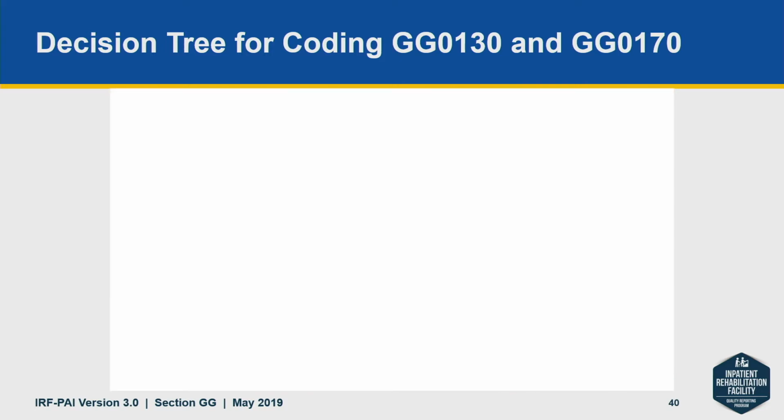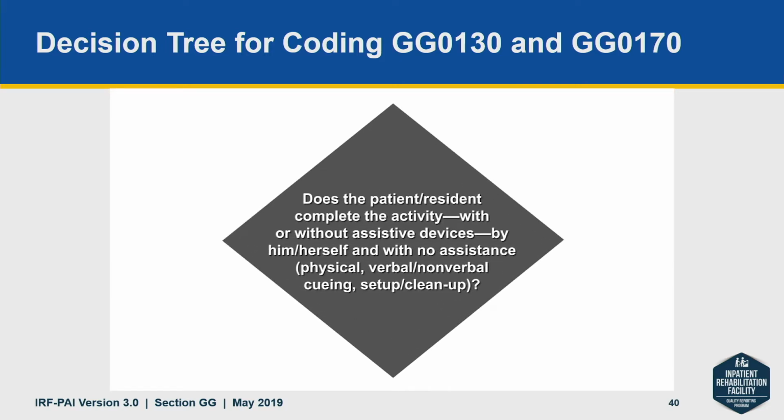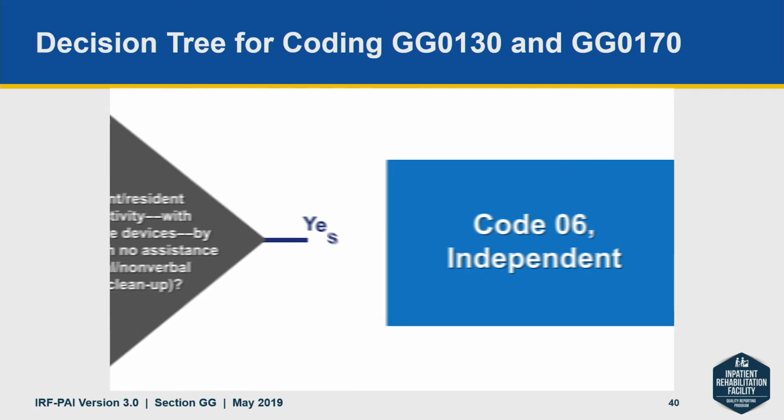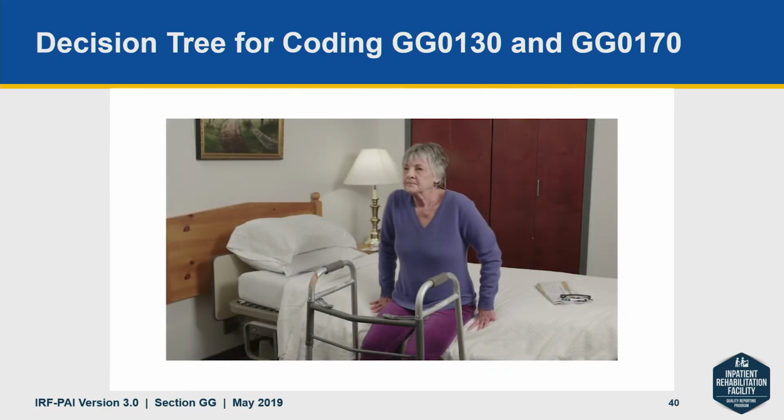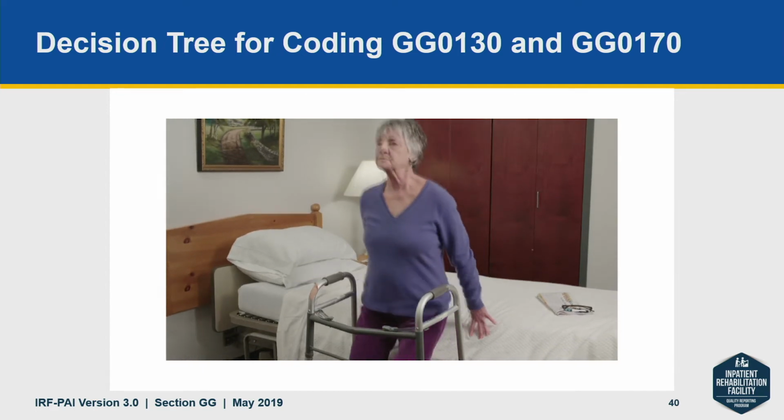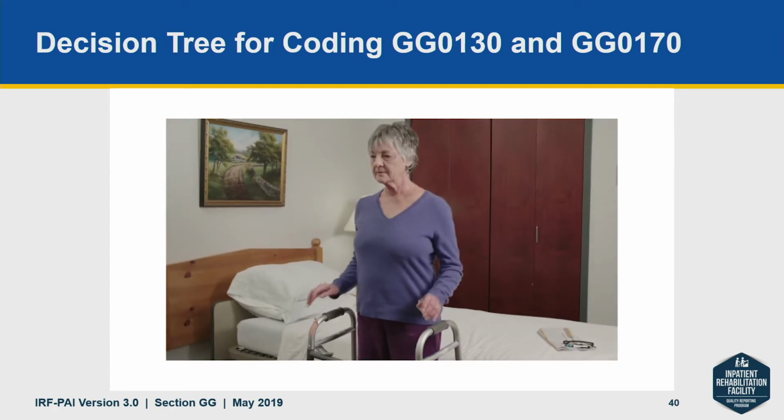The first question in the decision tree asks, does the patient or resident complete the activity, with or without assistive devices, by him or herself and with no assistance, including physical, verbal, or nonverbal cueing, setup, or cleanup? If the answer to this question is yes, the correct code for this patient or resident is 06, independent. Let's view an example of Mrs. Jones completing the sit-to-stand activity independently.